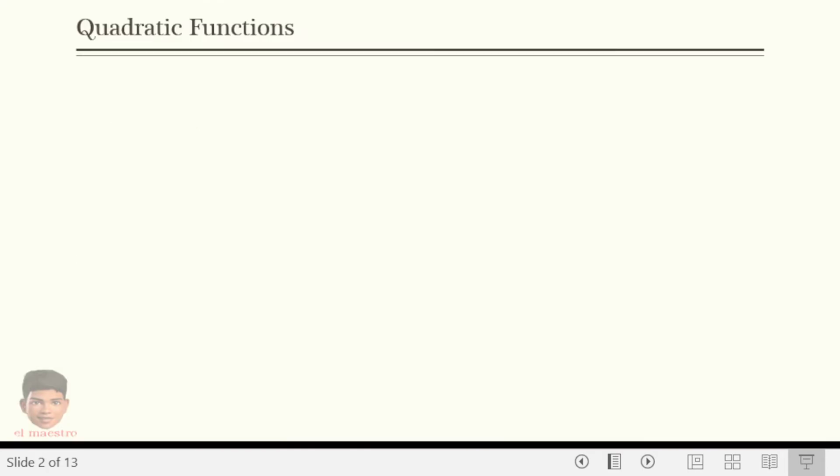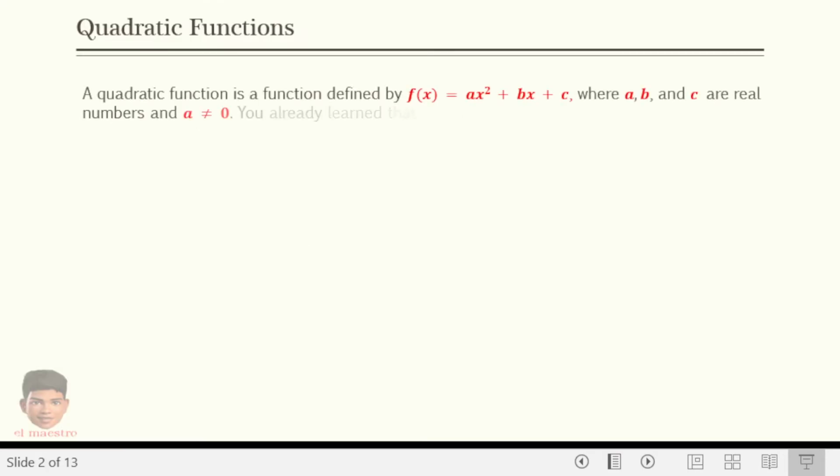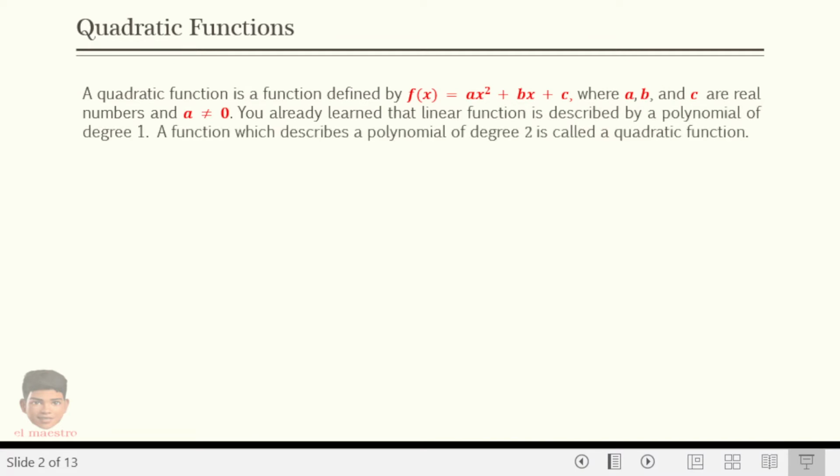So, diretso natin, we describe a quadratic function. Is a function defined by f of x, or function of x, is equal to ax squared plus bx plus c, where a, b, and c are real numbers, and a, again, must not be equal to 0. Okay? So, you already learned that linear function is described by polynomial degree 1. Pag yung highest degree is 1, that is a linear. Pero pag highest degree is 2, that is a quadratic function. In this case, the highest degree is 2. Look. Okay? 2 yung highest degree. So, this is a quadratic function.